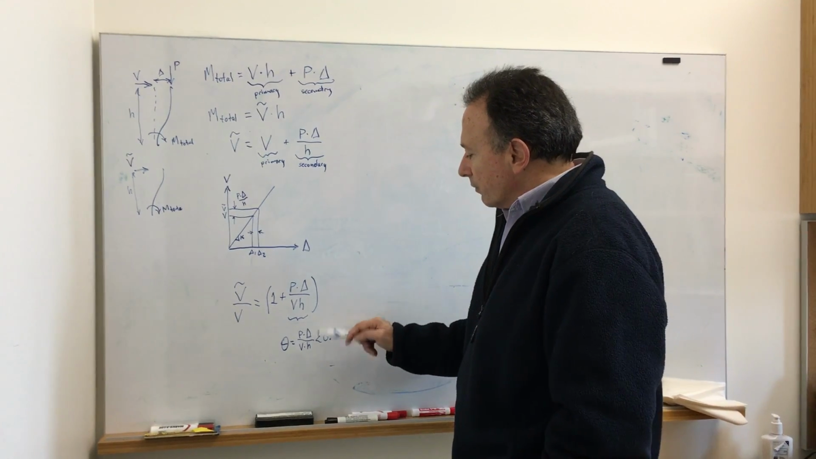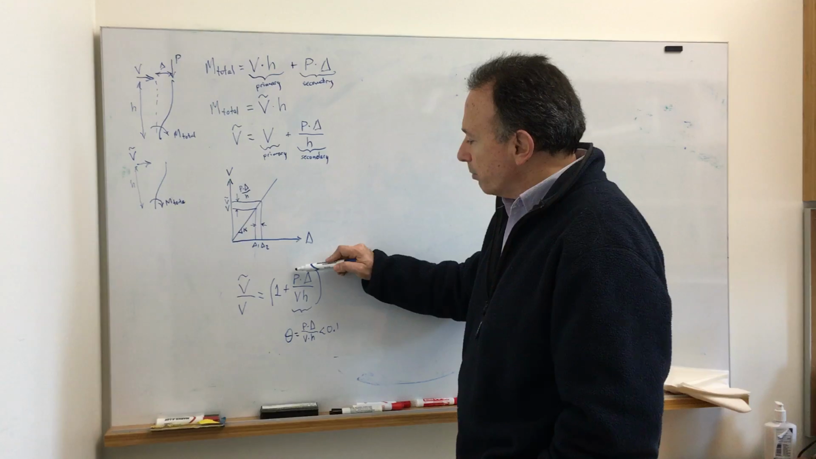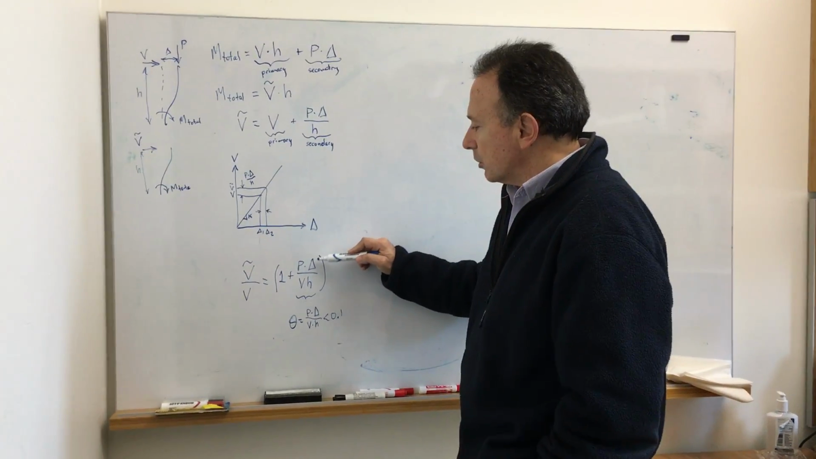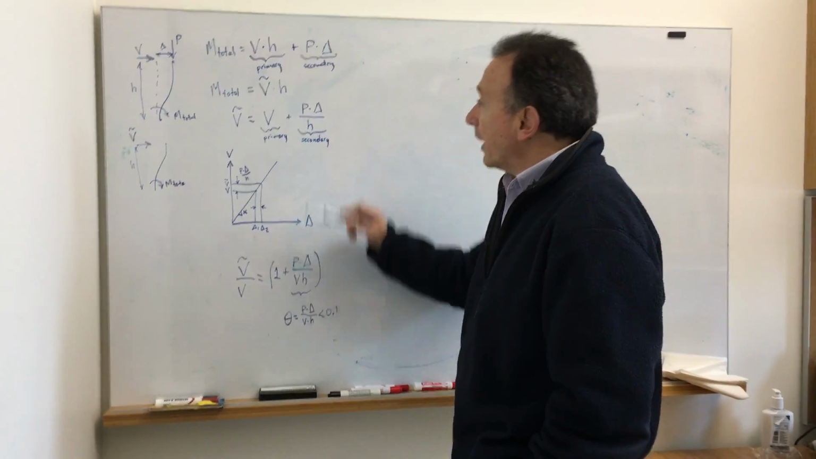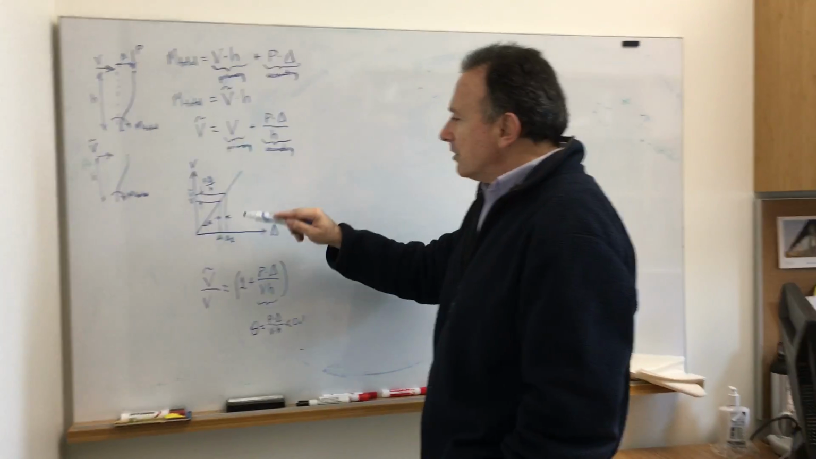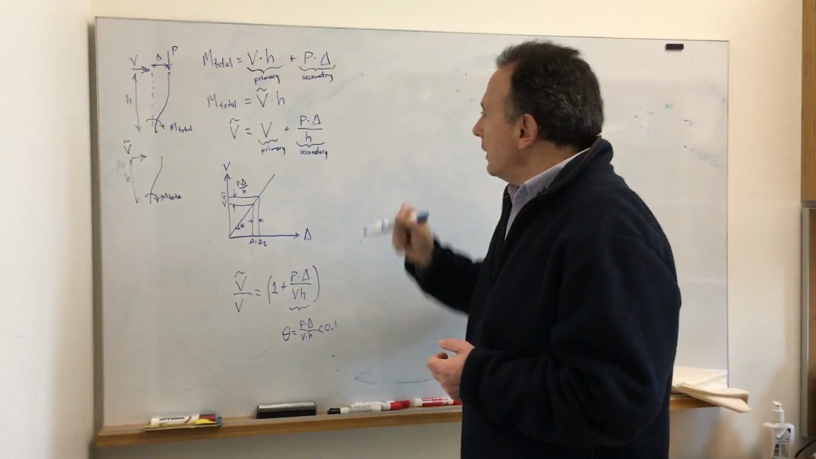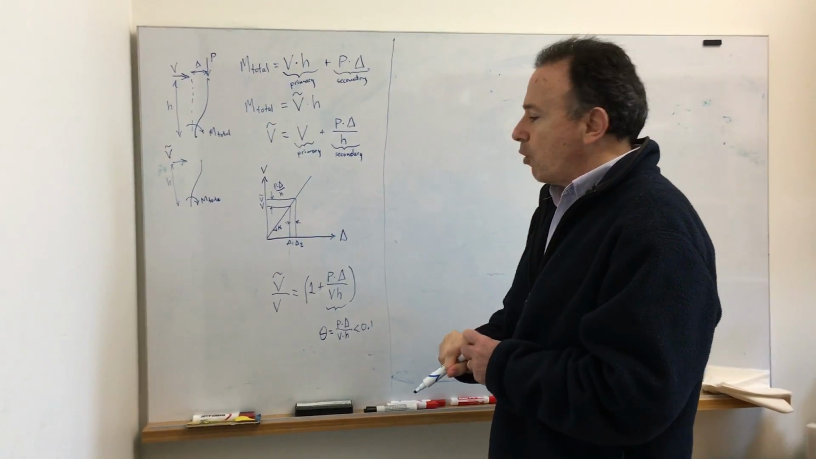The actual, how much larger, is going to depend on how large is your P and how large is your delta, and then what is that product relative to the direct or primary moment. Now, that's a way of thinking about P delta as if there was this additional force.